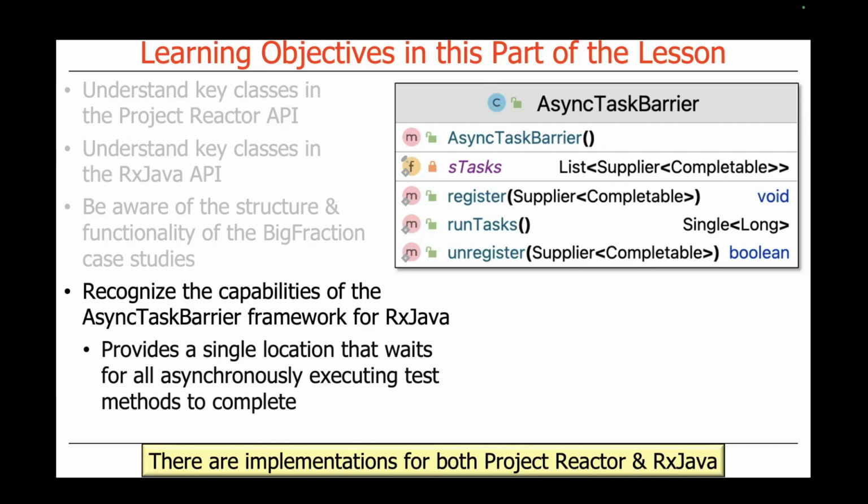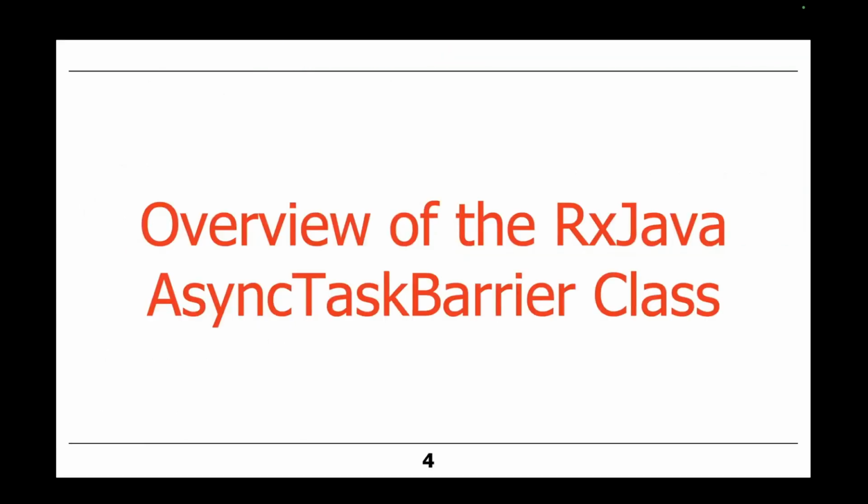This framework provides a single location in your program that can be used to wait for the completion of a bunch of asynchronously executing test methods, or more broadly, just methods that do work. And there are implementations for both Project Reactor and RxJava. We're going to focus on the RxJava example here.